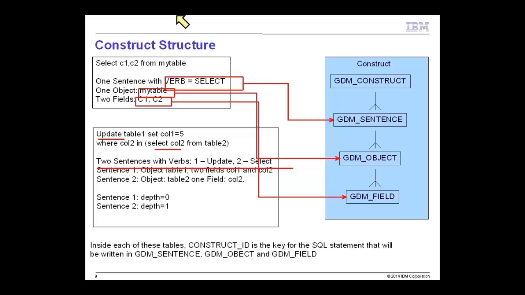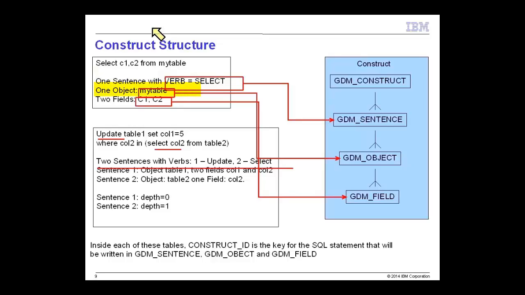A word about a construct. What happens when we see an SQL statement? Let's start from a very simple example: select column 1, column 2, C1, C2 from my table. This is the select statement that we see here. There is only one sentence there. It's a select, and the sentence has a verb or a command that is the select. There is one object, which is my table.